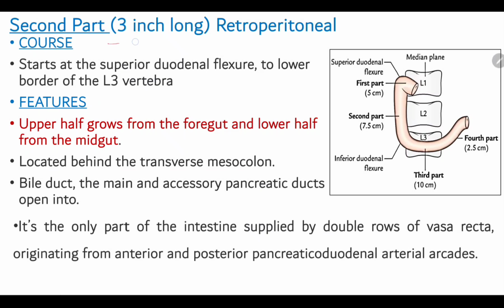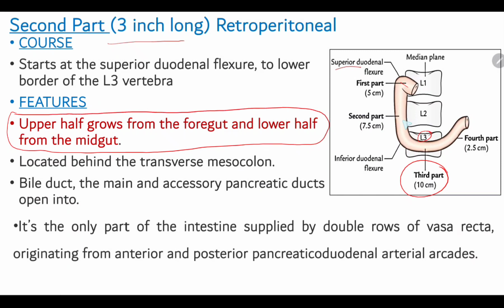The second part is 3 inch long and it is retroperitoneal. The second part starts from the superior duodenal flexure. So the first part makes a bend here and that is the superior duodenal flexure, and from the superior duodenal flexure it runs downwards on the right side of the body up to the lower border of the third lumbar vertebra, where it continues as the third part.